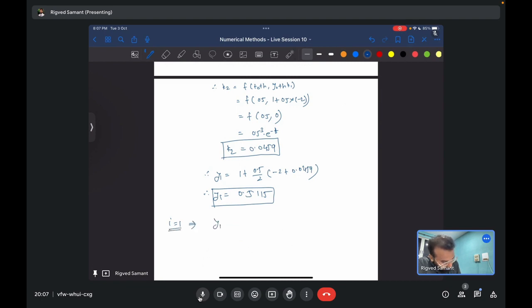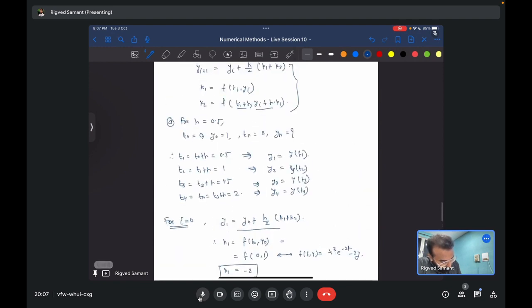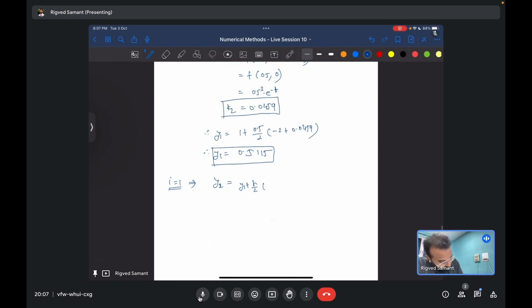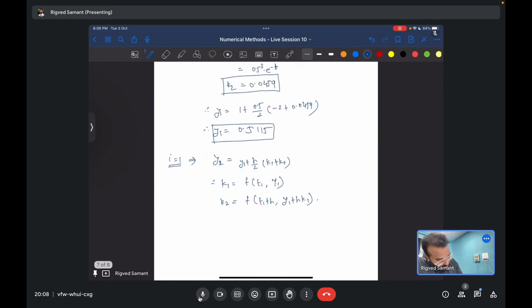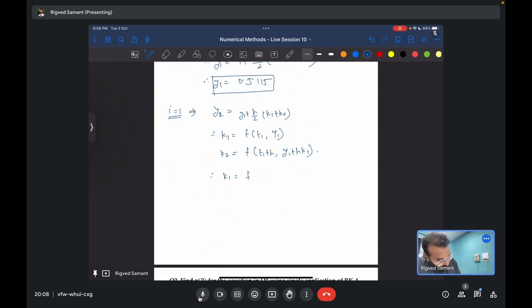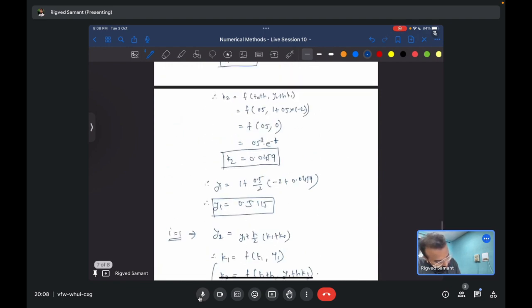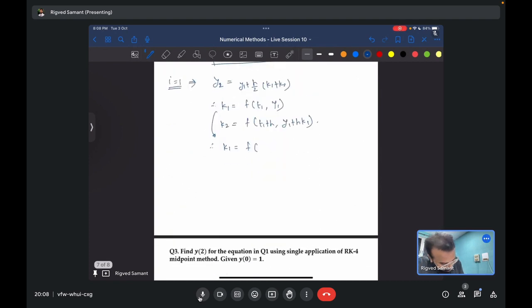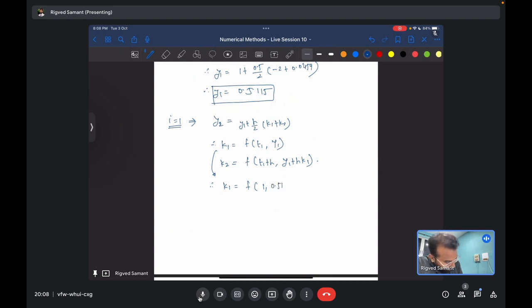That will imply y2 is equal to, from the equation, y1 plus h by 2, k1 plus k2. Therefore, now k1 would be f of t1, y1, and k2 would be f of t1 plus h, y1 plus h into k1. So what is k1? F of t1. Oh, sorry, t1 is 0.5 and y1 is 0.5115. Okay.